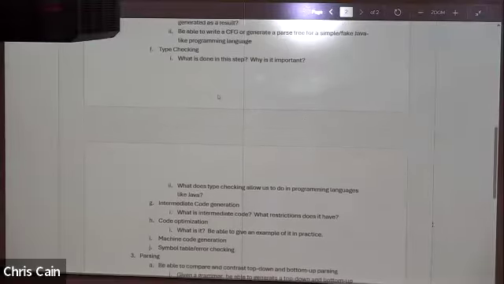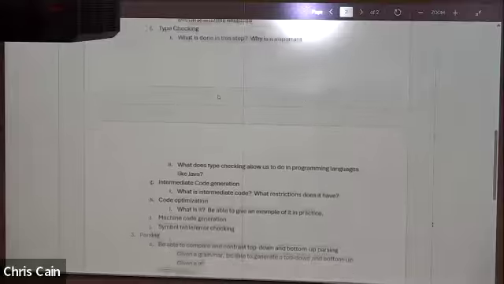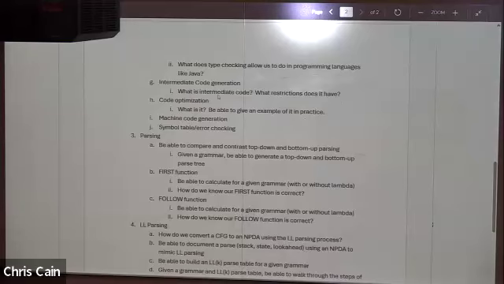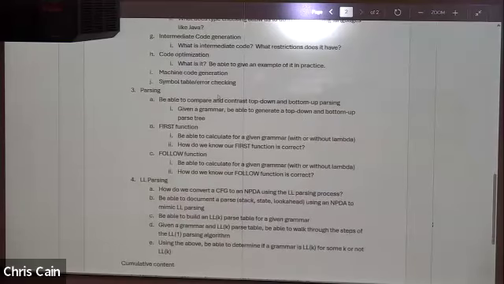Type checking. Talked about this already. Talked about intermediate code, talked about code optimization, talked about machine code generation. We didn't talk about the symbol table and error checking.